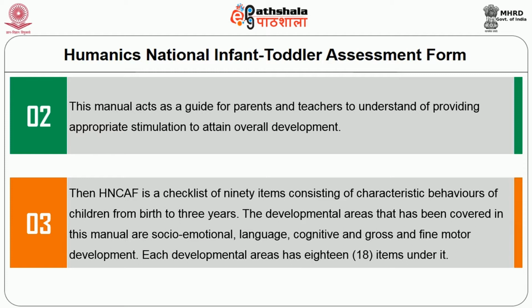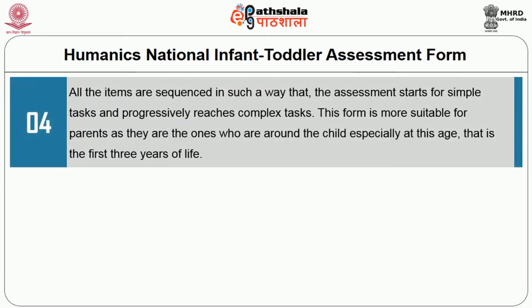Each developmental area has 18 items under it. All the items are sequenced in such a way that the assessment starts with simple tasks and progressively reaches complex tasks. This form is more suitable for parents as they are the ones who are around the child, especially at this age, that is the first 3 years of life.